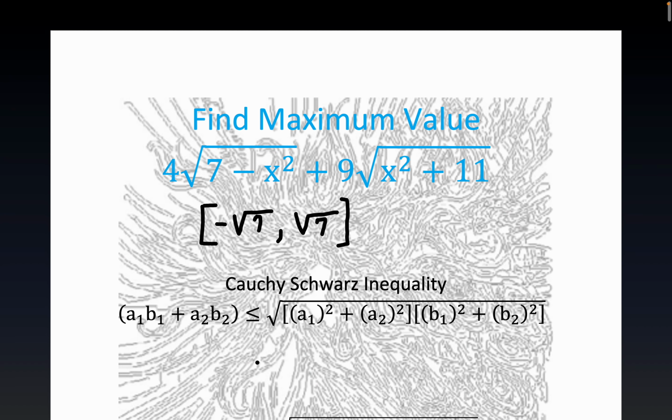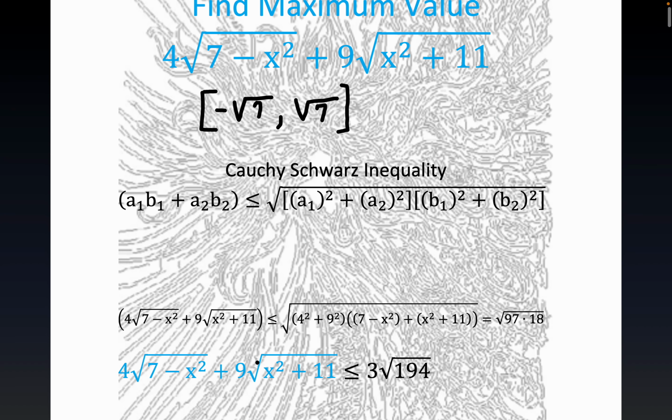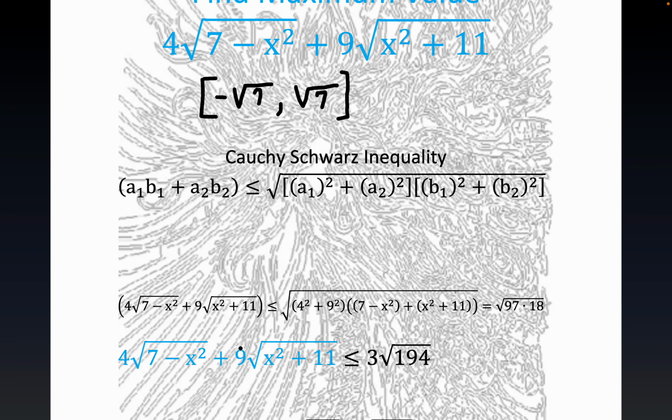Now, again, it goes very, very straightforward. It's just a straight handoff. This almost lines up perfectly. A1 is 4, B1 is square root of 7 minus x squared, and similarly for A2 and B2. And this is the right-hand side of the equality.